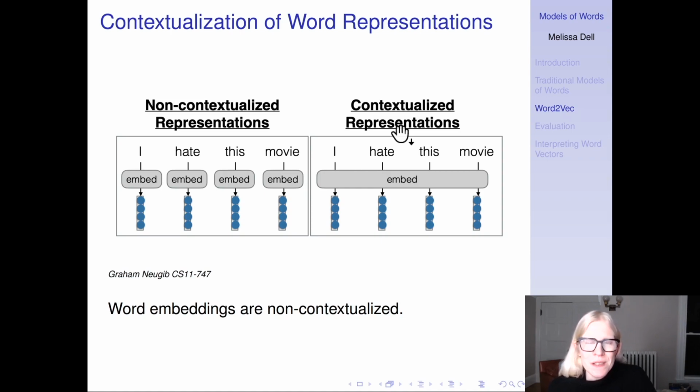There's a representation for hate and for this and for movie. Whereas a contextualized representation would jointly embed the entire input sentence and then create representations for each word that depend on its context. So that is what the transformer does. We're going to see contextualized representations next week, but in this lecture we're talking about non-contextualized representations. Words are embedded separately, and so the representation for the word is going to be the same if you're using the same model, regardless of the context in which that word is used.